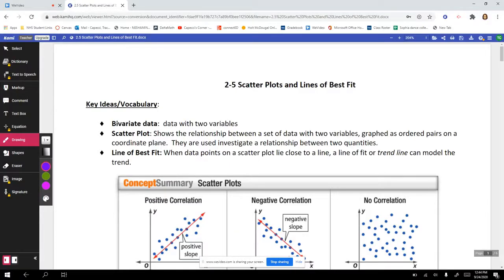Today in Capeggi's Corner, we're going to look at scatter plots and lines of best fit. Now, again, you did some of this probably in algebra. So we're going to look at some things. Some of the terms might be new.